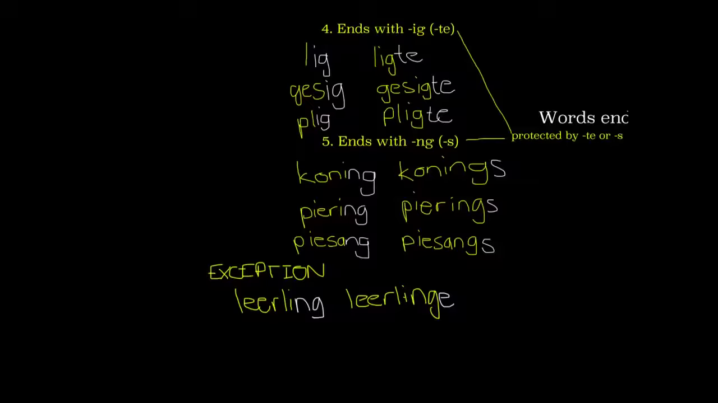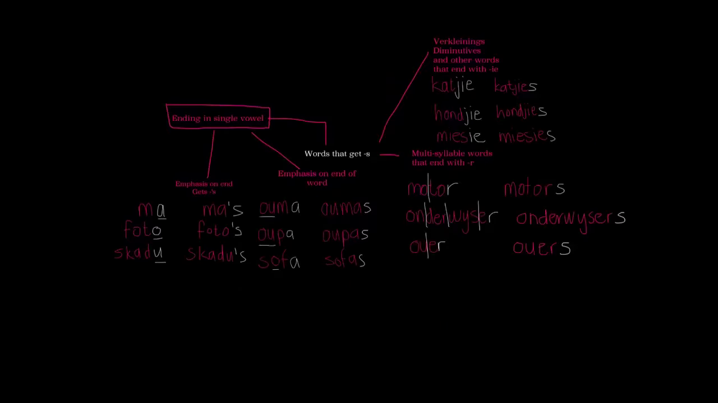So if you're such a special little snowflake, why would you follow the same -ing rule as everyone else? No. So leerling becomes leerlinge instead of leerlings. Make sure that when you get tested on leerling meervoud, you make it leerlinge with an E instead of an S. Now we're going to look at words that get an S on the end.